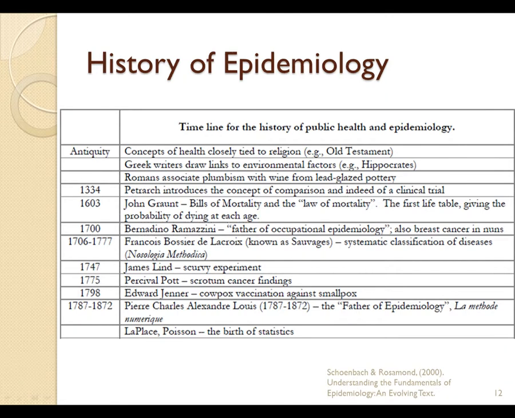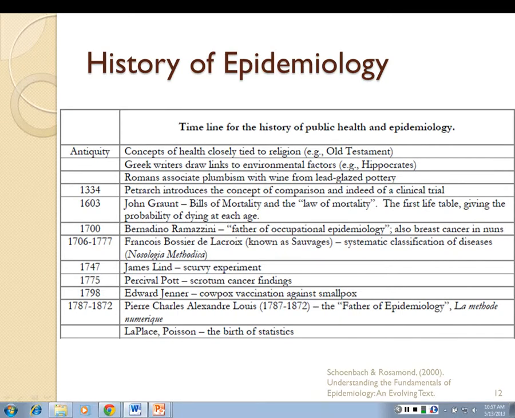Schoenbach and Rosenman give a timeline for the history of public health and epidemiology from antiquity to today. We do not need to go through each individually. However, I will highlight some of the biggest and most often cited contributions to the field. Roughly stated, the history of epidemiology can be divided into three somewhat arbitrary time periods: early epidemiology from the 5th century BC through 1830, classical epidemiology from around 1830 to the 1940s, and new or modern epidemiology from the 1940s through the present.